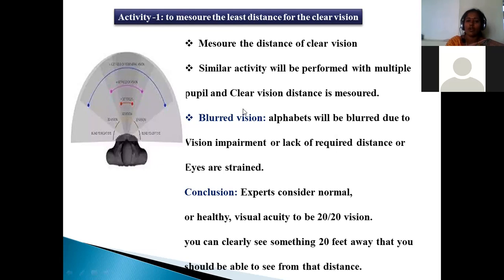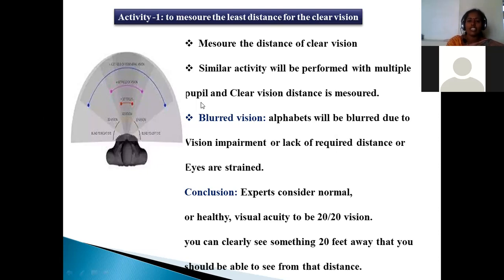It is very clear what we are doing. We are going to identify up to which distance you are able to read the alphabets without any complications, and that can be performed by changing the different persons also. For each and every person, you are going to identify the least distance for clear vision. Okay, so this will be covered.